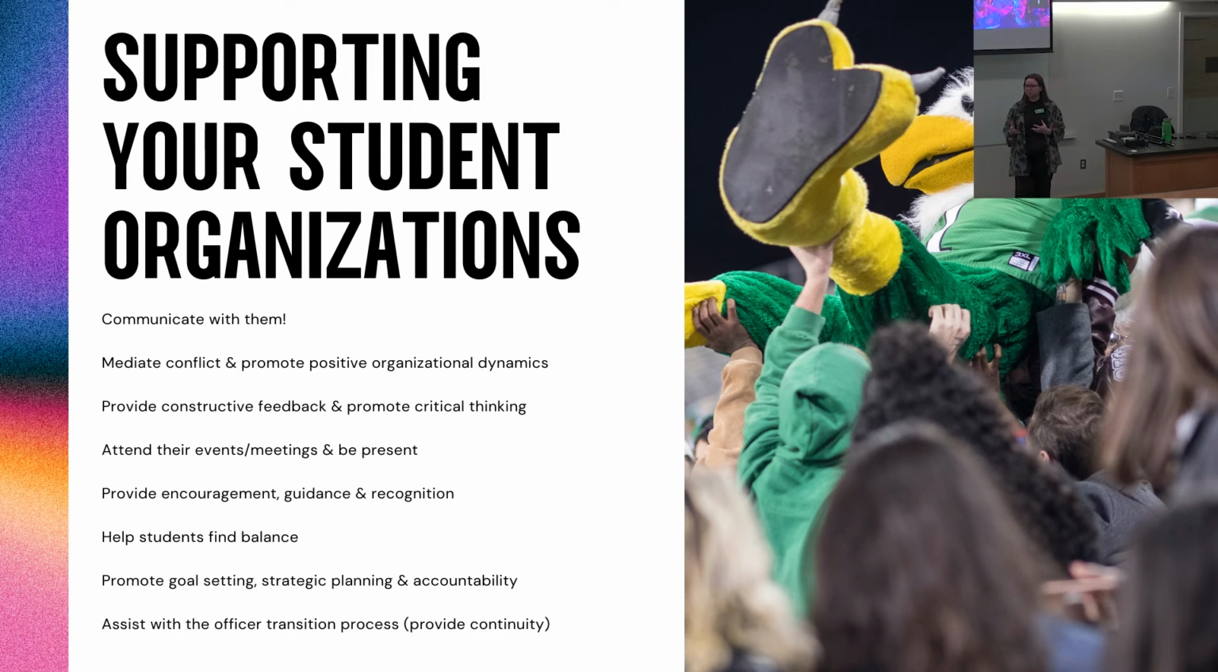And then with accountability as an advisor, it's very important to practice this, because organizations and their officers are going to make mistakes. They're going to put wrong information on their social media or have a low attended event, but it's important to take accountability and recognize where things went wrong, what potential role you or the student organization may have had in them, and have those critical conversations.